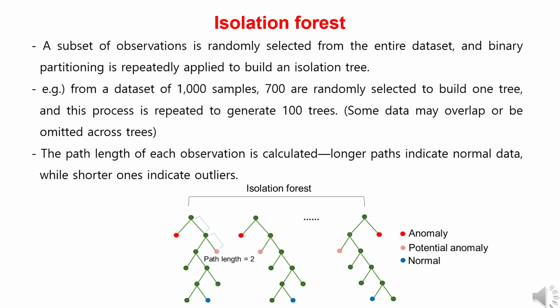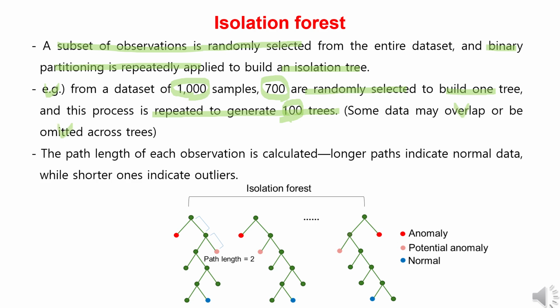Isolation forest works as follows. A subset of observations is randomly selected from the entire dataset, and binary partitioning is repeatedly applied to build a single isolation tree. For example, from a dataset of 1,000 points, 700 might be randomly selected to create one tree, and this process is repeated to build a total of 100 trees. Since each tree is based on a randomly selected subset, some data may overlap or be omitted across trees.